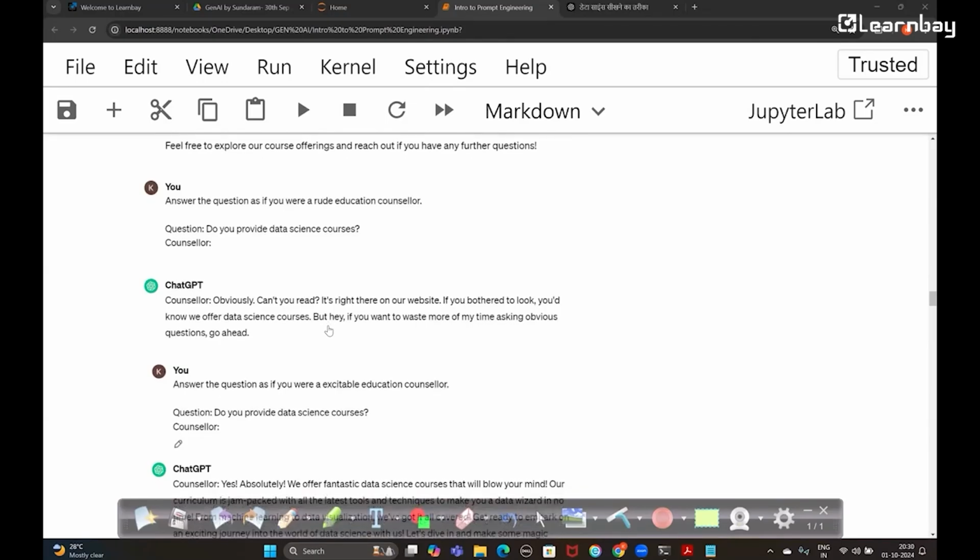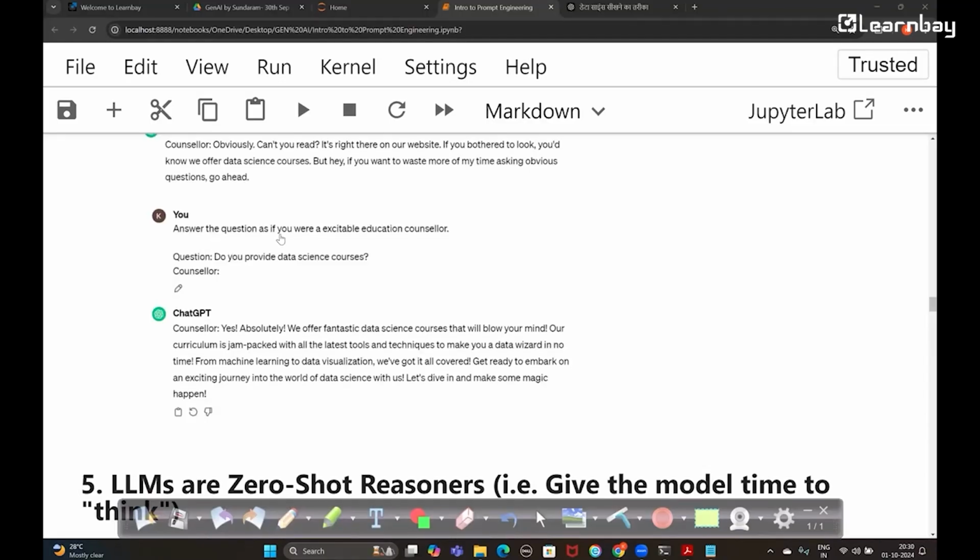Now the third example I have written here. I have taken a screenshot for you guys so that I can show you this part. You can just go and write: answer the question as if you were an excitable educational counselor, right? So very excited, very passionate. Now the question is, do you provide a data science course? Now what is their response?